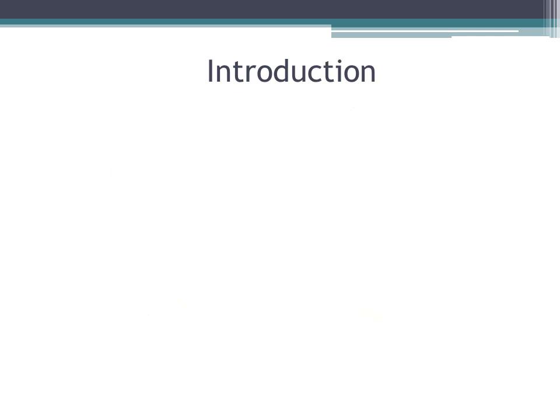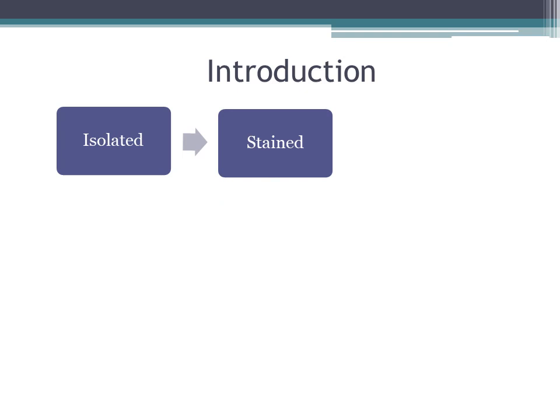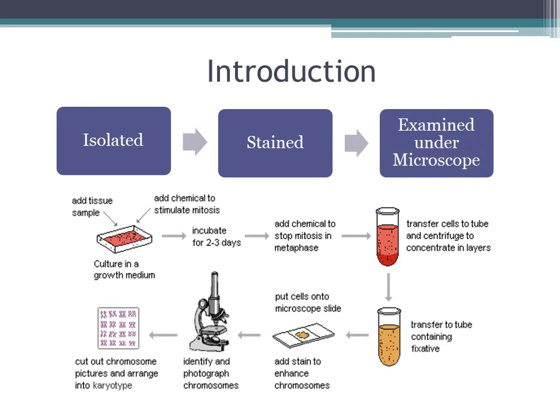In order to perform a karyotype, first, chromosomes must be isolated, most often from white blood cells nuclei. Then they will be stained or dyed with certain colors. And finally, they will be examined under a microscope where chromosomes are identified and photographed, and then they are cut out into pictures and arranged into a karyotype.